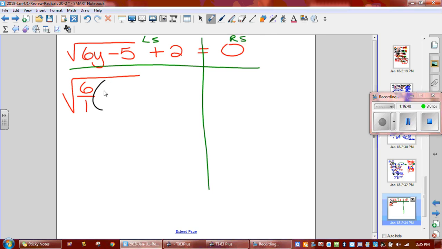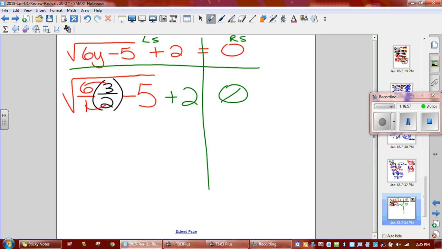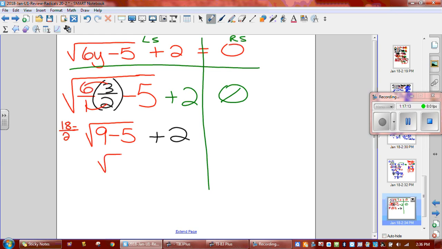is 9. So then we're going to get root 9 minus 5 plus 2. That's going to give us root 4 plus 2, and the root of 4 cancels and gives us 2. So we have 2 plus 2. Well, that's going to give us 4, not 0. So we end up with our left side is not equal to our right side. So what we say is, it is not a true solution, it is an extraneous solution. It's not a true solution because the left side did not equal the right side.